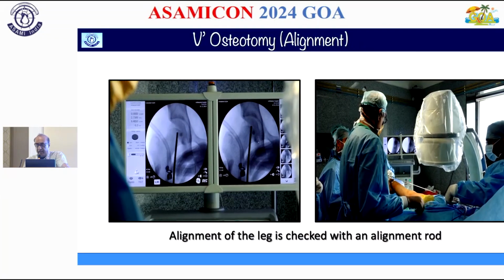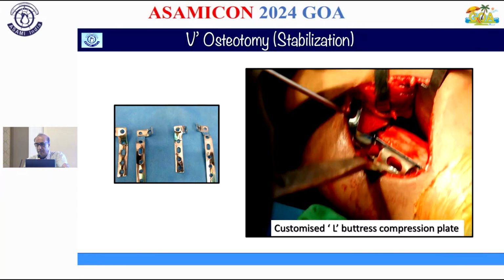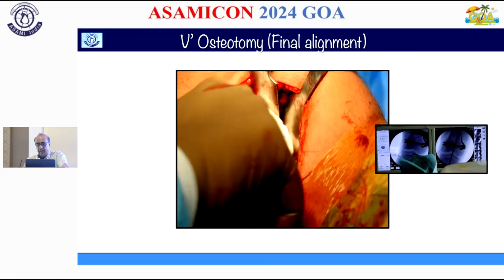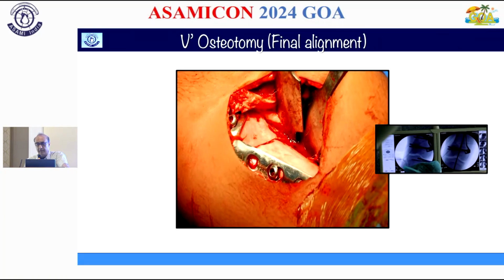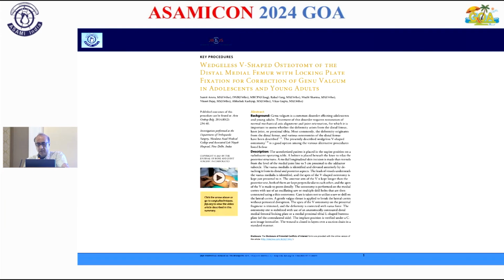Now it's a simple technique. You check the alignment with an alignment rod and fix it with a customized buttress plate. And finally, you do the alignment test with a cautery rod or alignment rod. And that's the post-op X-ray, and that's that picture. Okay, and we subsequently published this in the JBJS Case Connector, where you can see the technique also.